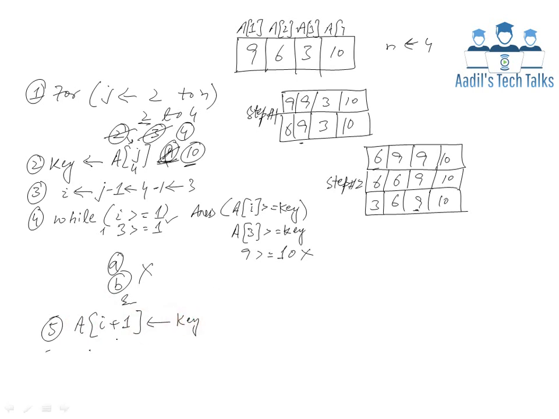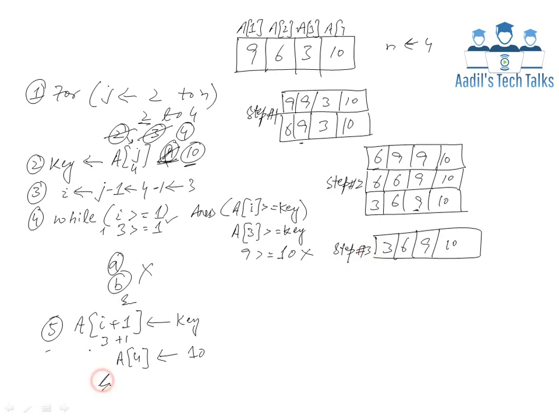Okay guys, this is key, and i value is 3 plus 1 means a[4] gets the value 10. So 3, 6, 9 and 10 is inserted at the end of the sorted list.